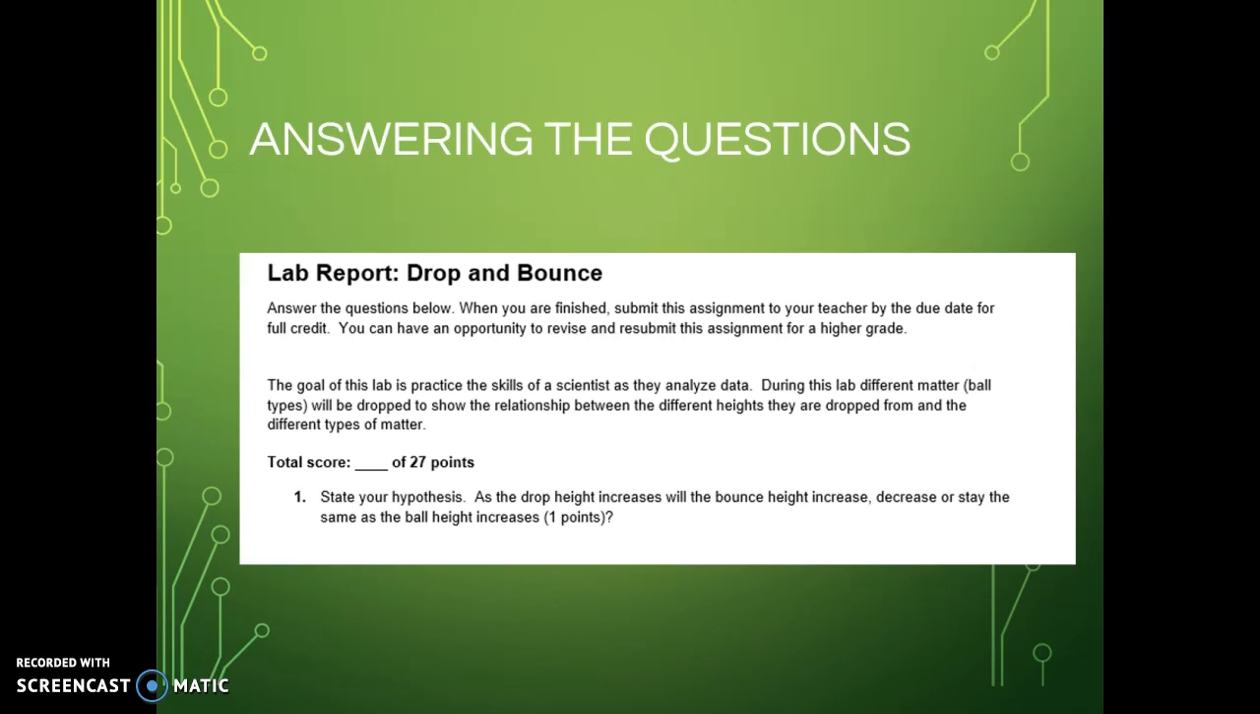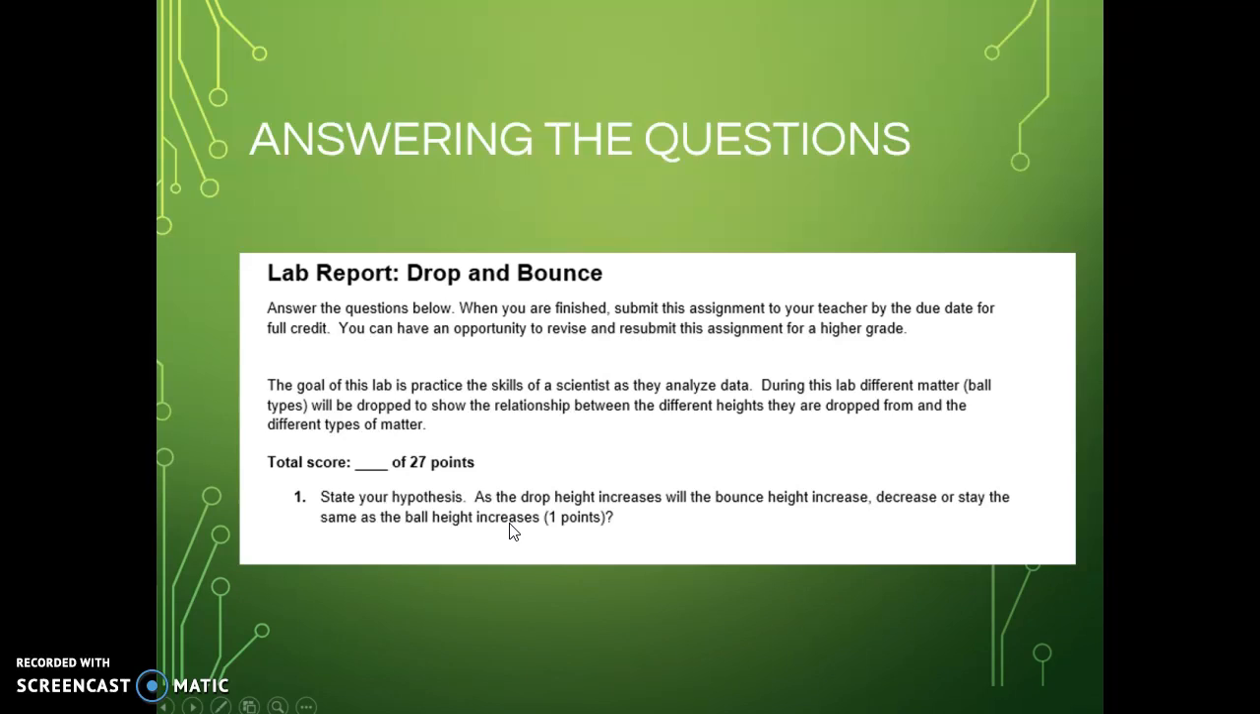The first question, you do want to read all this information in here. It's definitely going to help you, and you want to read your content because it's going to help you also. So right here, it's going to talk about what we're doing. We want to state our hypothesis. In this case, I am giving you the conditions.